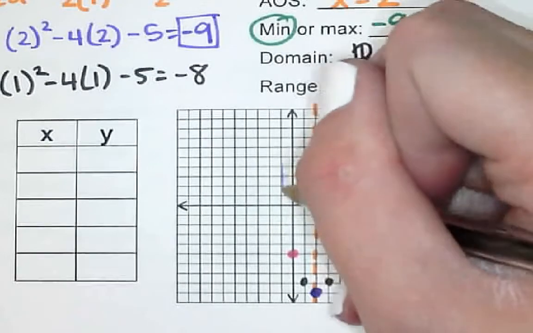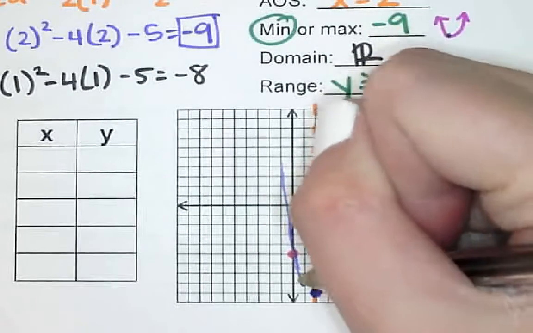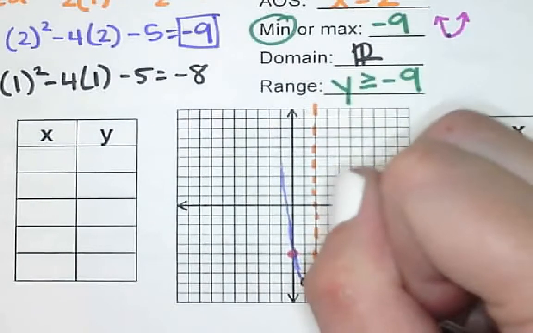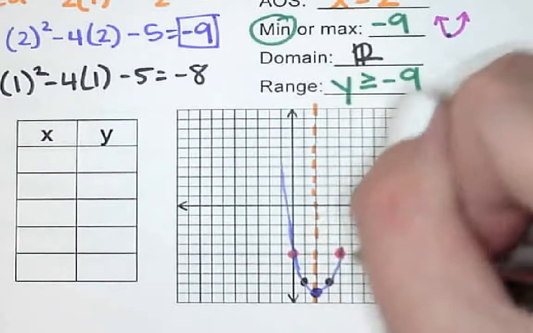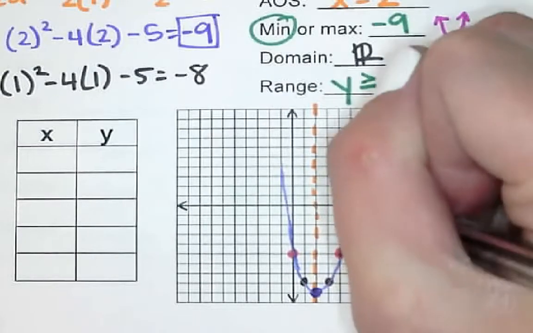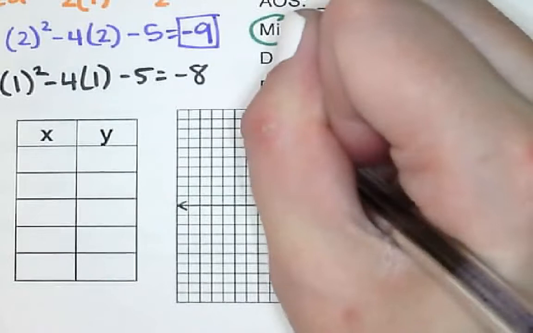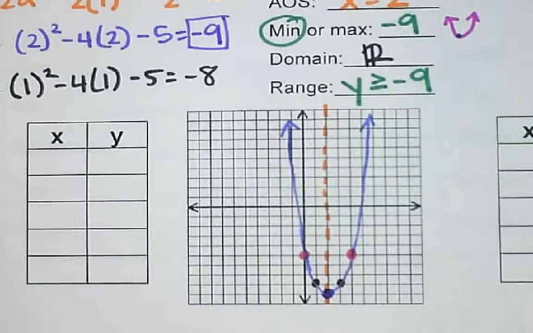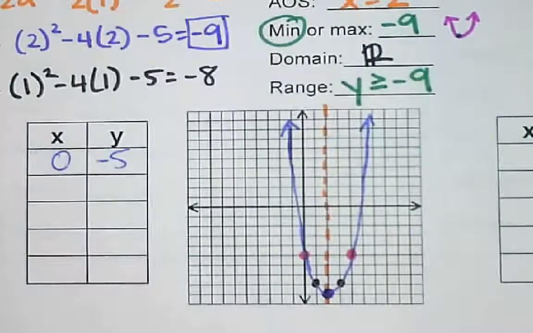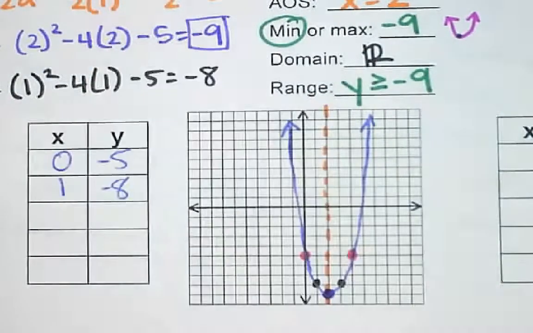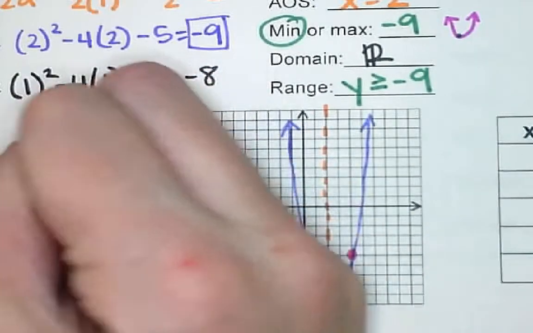Now guys, it is a curve. So please make it curved. Don't do like a straight V or anything. Okay? We want to make it curved. Now, it's not going to be perfect, but it's going to be curved. Now, I'm going to plot those points that I just wrote in here. I did 0, negative 5, 1, negative 8, and then our vertex was at 2, negative 9.